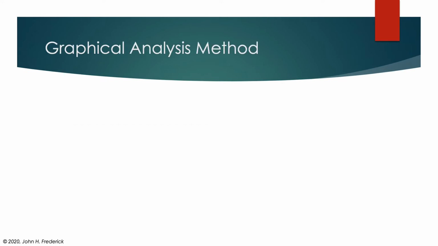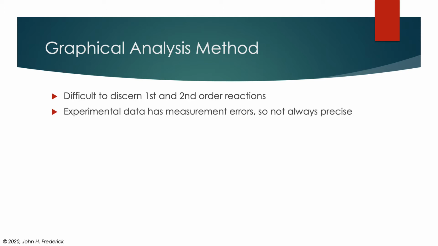Now, one thing I'll notice is that it's difficult to tell first and second order reactions apart. They both decay to zero. The second order reaction decays over a little bit longer time, but unless we're measuring this for a very long time, it'd be hard to tell the difference between them. The other thing I would notice is that experimental data often has measurement error, so it doesn't lie precisely on the curve that we think it should lie on.